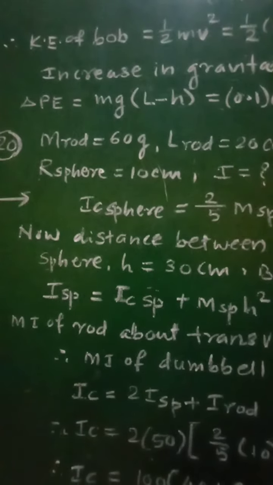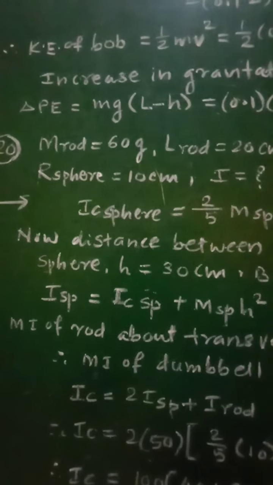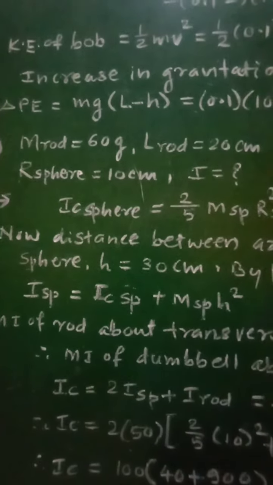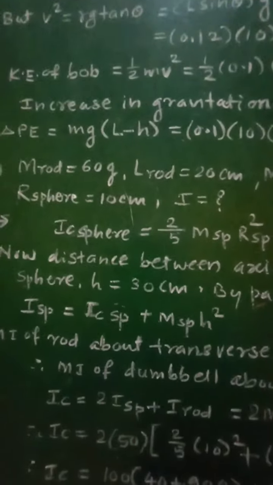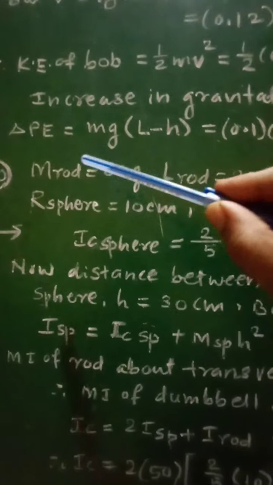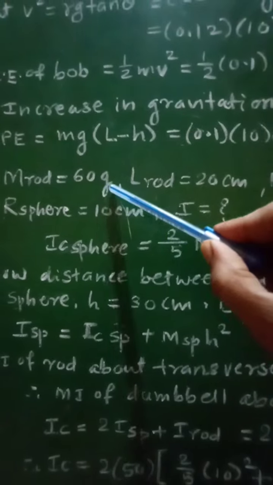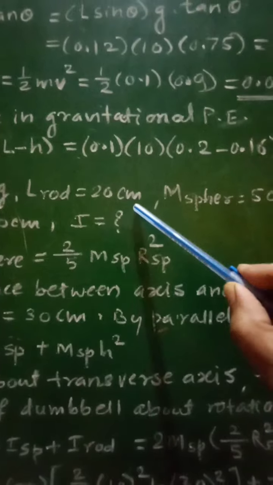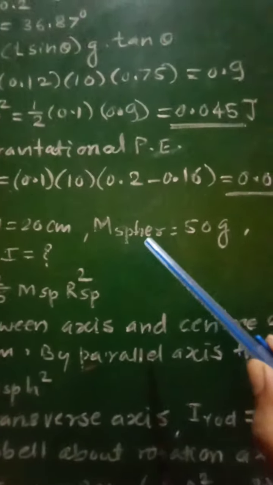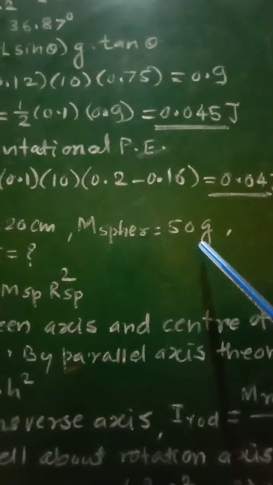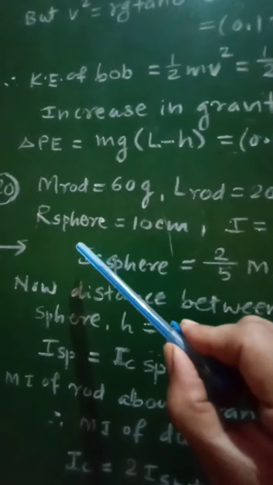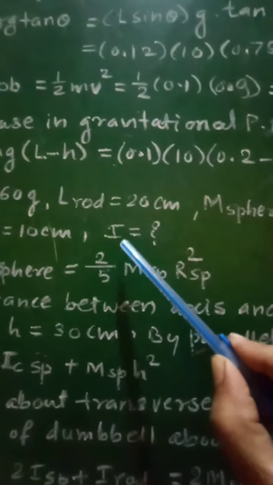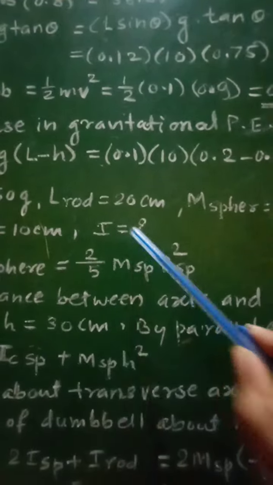Calculate the moment of inertia of the dumbbell when rotated about an axis passing through its center and perpendicular to its length. In this case, the given data is: mass of the rod is 60 gram, length of the rod is 20 centimeter, mass of the sphere is 50 gram, radius of the sphere is 10 centimeter, and we have to find its moment of inertia I.